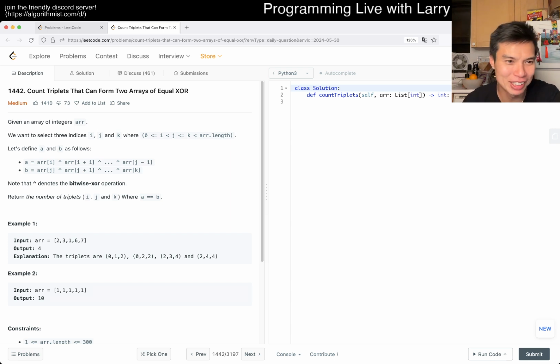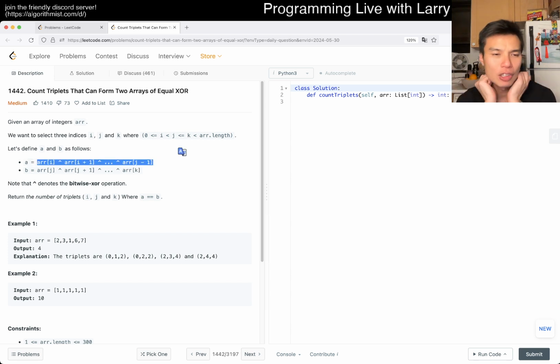Alright, let's actually finish up. Let's define A and B as follows. A is equal to the XOR of the subarray from I to J minus 1, and B is equal to the XOR of the subarray from J to K. That's why J could be equal to K, because B is just one element. So basically we're partitioning: we have I and K, and then we have something in the middle. We return the number of triplets such that A is equal to B.